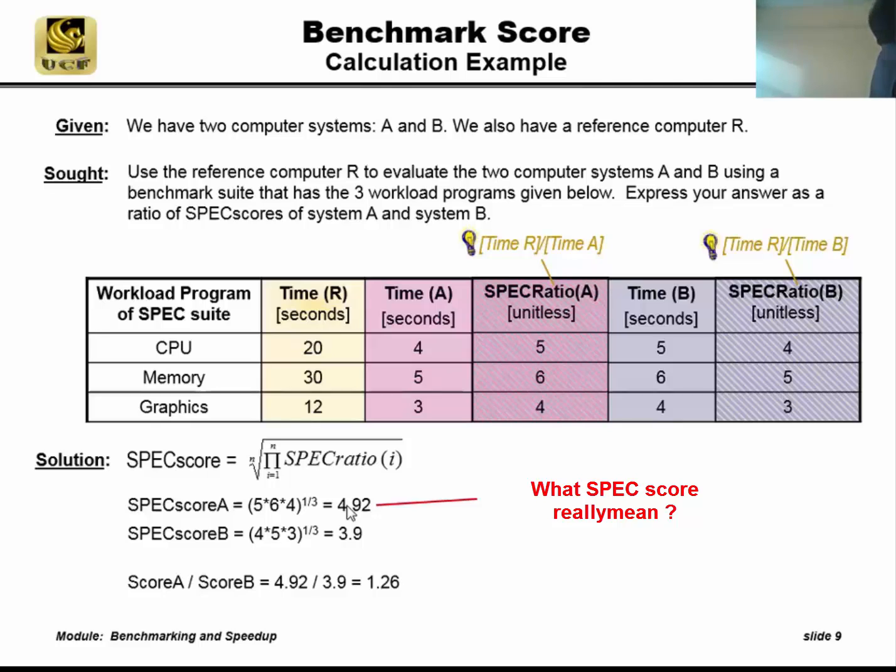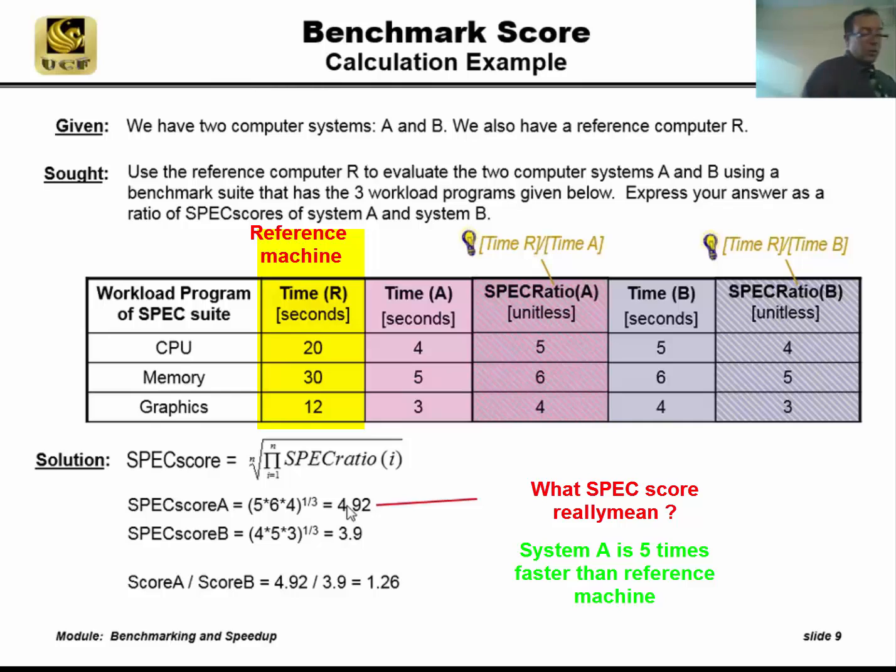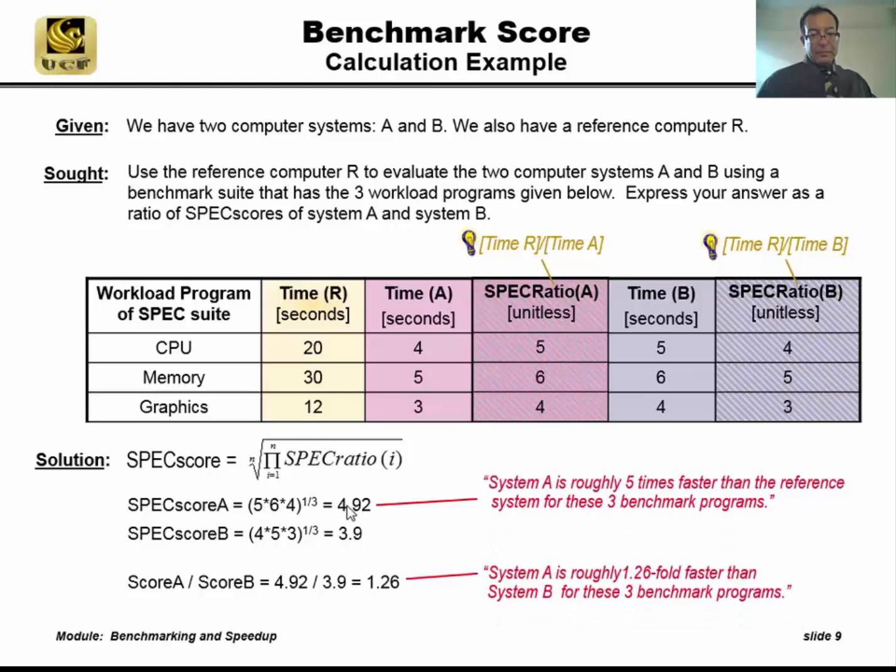Yeah, exactly. A is roughly, in aggregate, using this aggregation method of geometric mean, that's a lot of extra words, but I like Ted's statement. System A is about 5 times faster than the reference machine. What's the reference machine? You've got to go look it up. It's in the spec there, but okay. What about the ratio of spec score, 1.26? It's 1.26 fold faster, which means what? System A is roughly 25% faster than System B using these workloads.